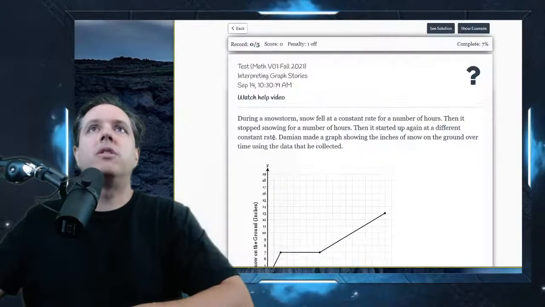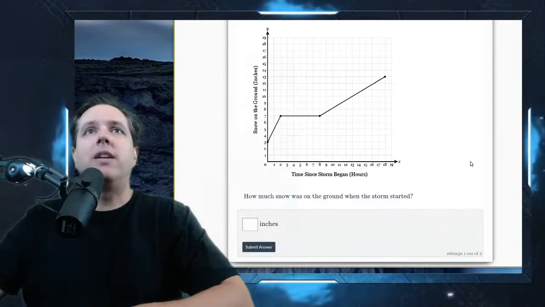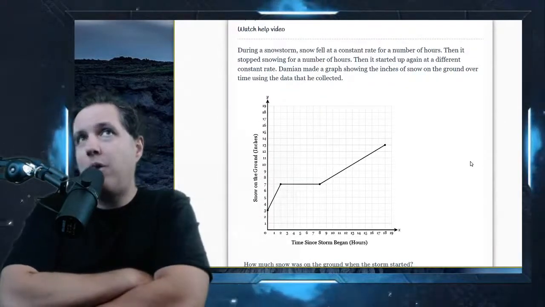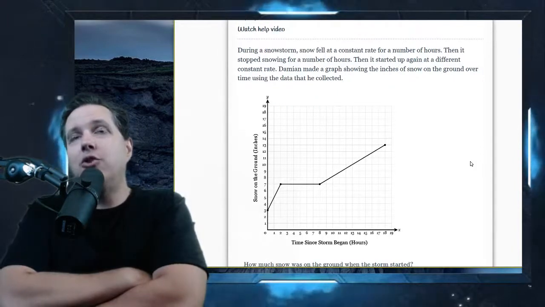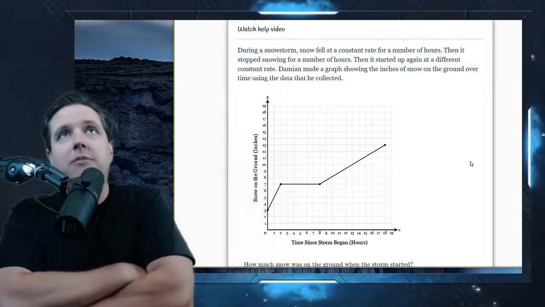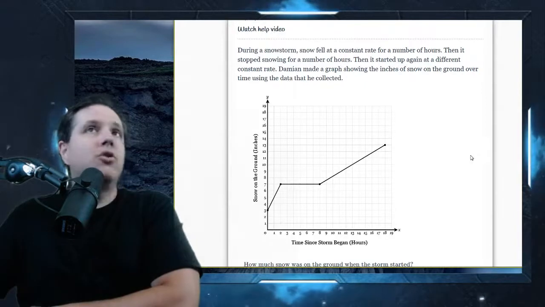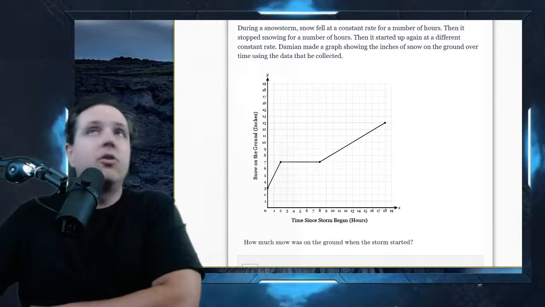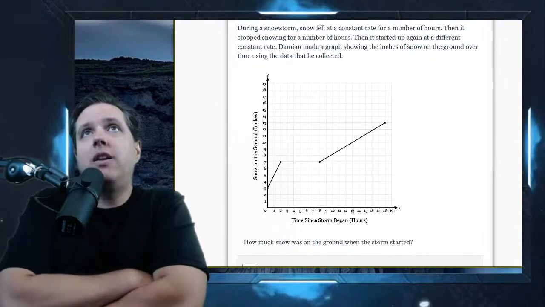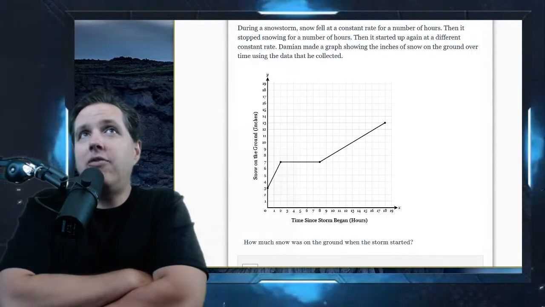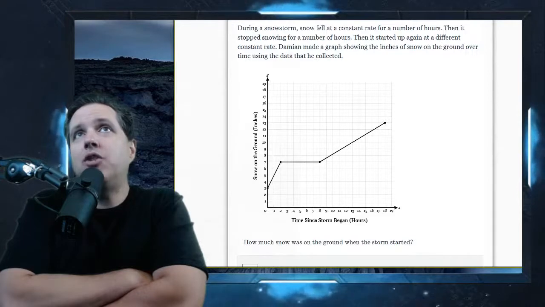Okay, let's do this one. Now we have interpreting a graph story. So now you're doing it differently. You created the graph a moment ago. Now what you're going to be doing is looking at a graph and understanding what it means, right? So it's kind of the opposite direction of what we just did. During a snowstorm, snow fell at a constant rate for a number of hours. Then it stopped snowing for a number of hours. Then it started up again at a different constant rate. Damien made a graph showing the inches of snow on the ground over time using the data collected.